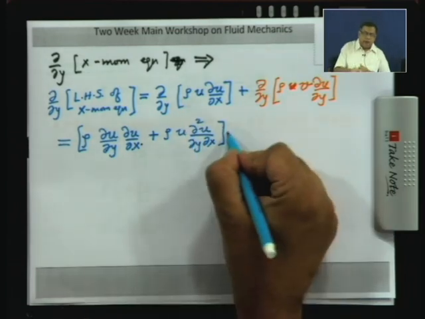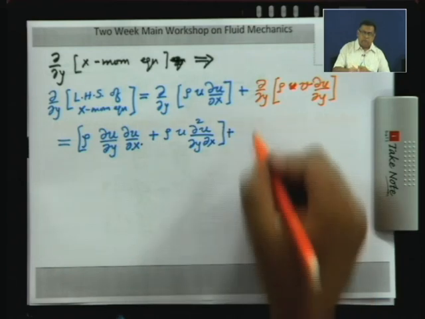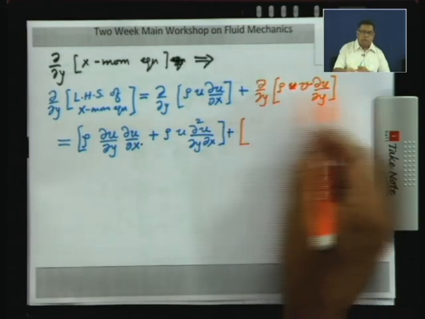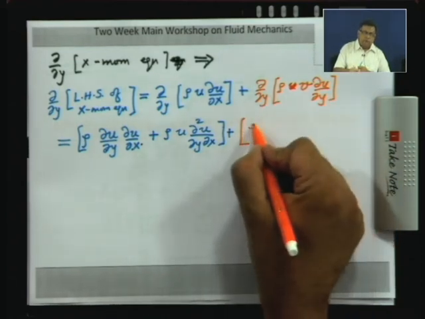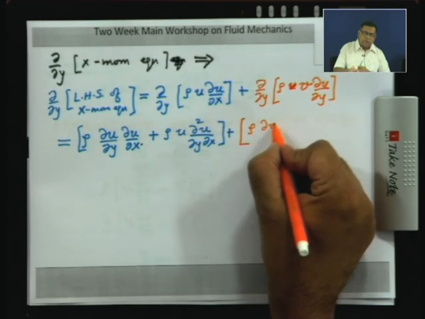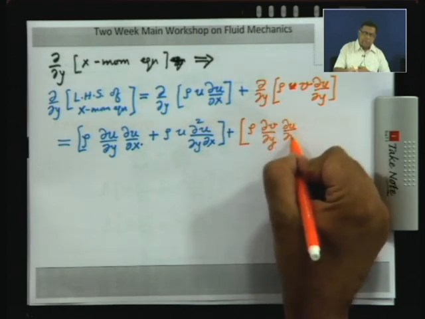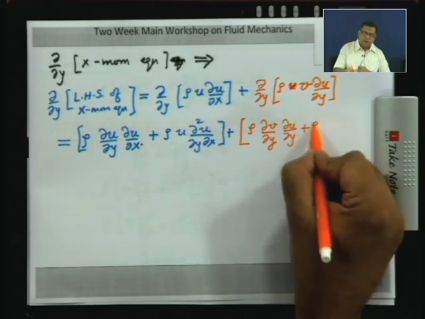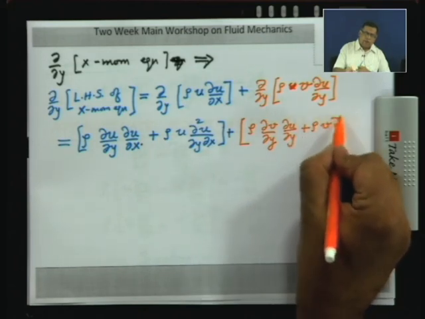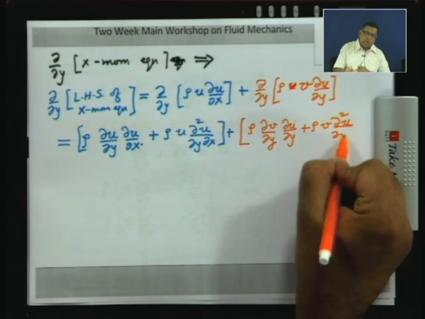Now, I will write in orange the 2 terms which will come from here. ρ is a constant, so you have ρ times ∂v/∂y into ∂u/∂y plus ρ into v into ∂²u/∂y².